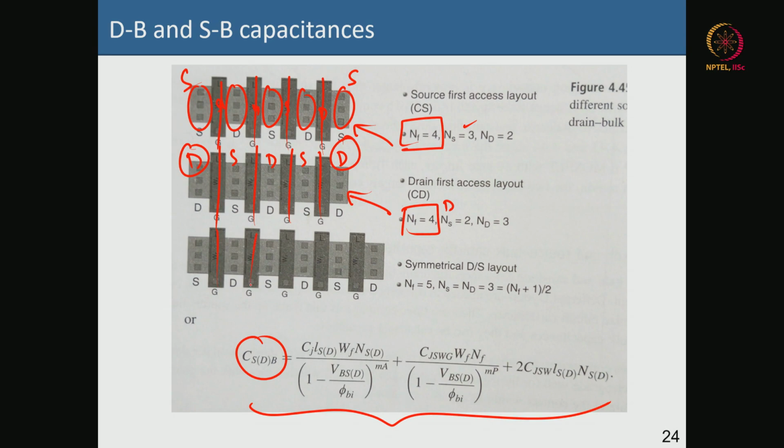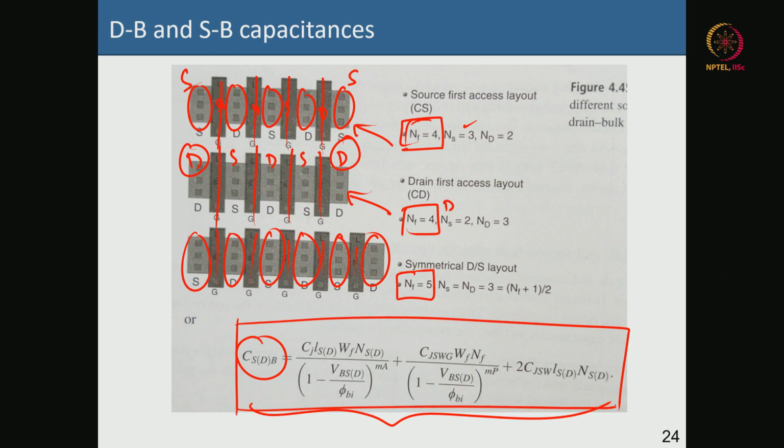Similarly, you can have an odd number of fingers. Here you have 1, 2, 3, 4, 5 gate fingers, and with 5 gate fingers you have exactly equal numbers of source and drain: source, drain, 3 sources and 3 drains. If you have an even number of fingers, then this expression holds true, and it depends on whether you have source or drain on the outside. For instance, this is source on the outside, this is drain on the outside. That is why it says CSDB. If S is on the outside, then this will hold true. If drain is on the outside, then this drain expression will hold true. So this expression is for drain or source being outside for an even number of fingers.